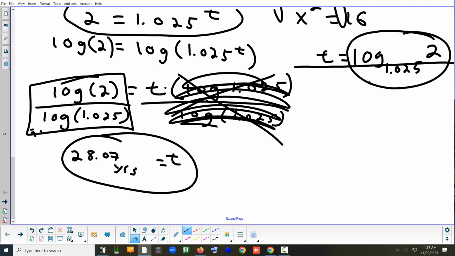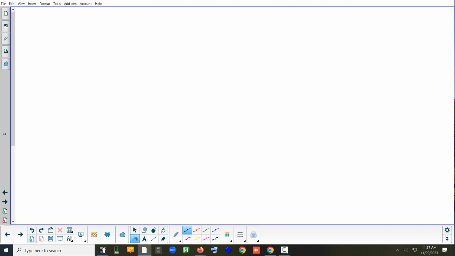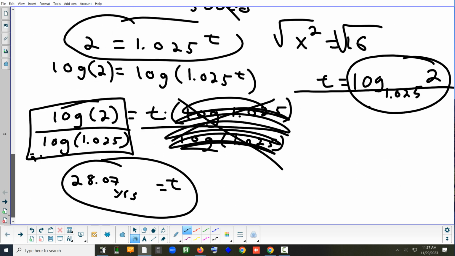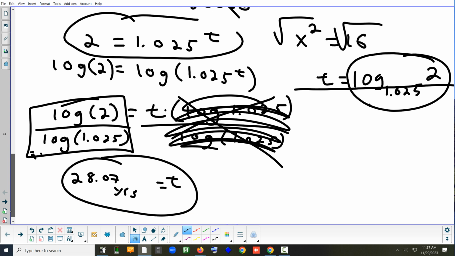So the log of the argument divided by the log of the base is equivalent to what? It's called the change of base formula, which we're not really getting into right now. But that's important when you have to find logs that are not base 10 or base E, but you don't need that formula to do it.